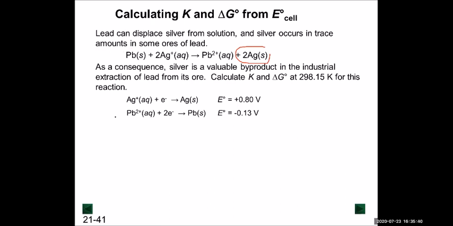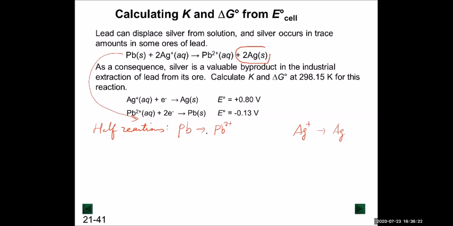To do this, look at the first reaction. We need to break it down into two half reactions. That way we will know which element is being reduced, which is oxidized, and how to calculate the cell potential. So the half reactions start from this: lead metal becomes lead ion, and the other half is silver ion becomes silver metal.